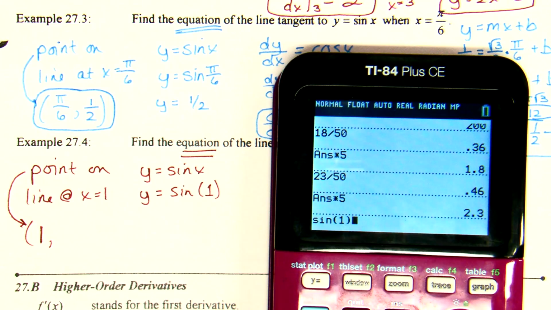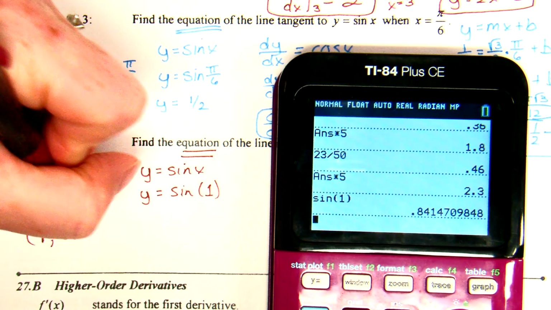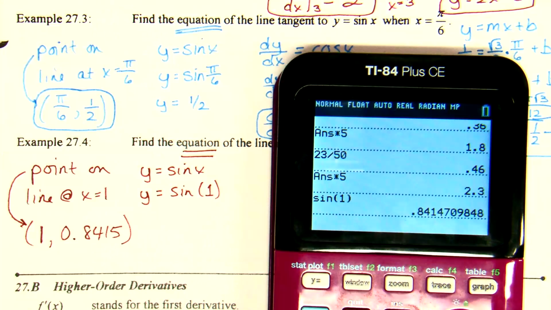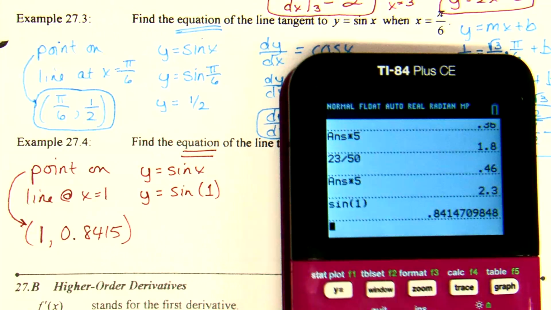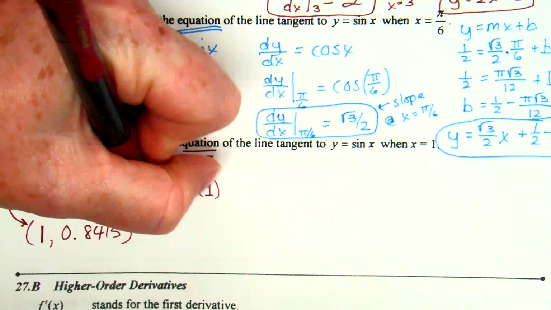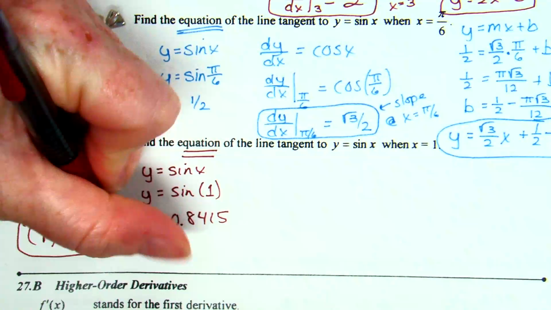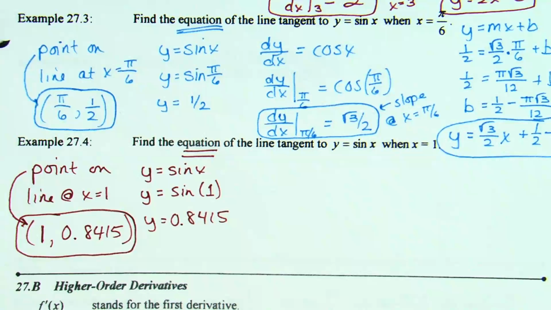Yes, that's the number I'm looking for. So I'm going to do 4 decimal places worth: 0.8415. Okay, so that was a calculator type deal. So the point we're using is that. And the other thing you honestly could do at times is just write it as sine of 1. That is okay. So we found a point. Now what?